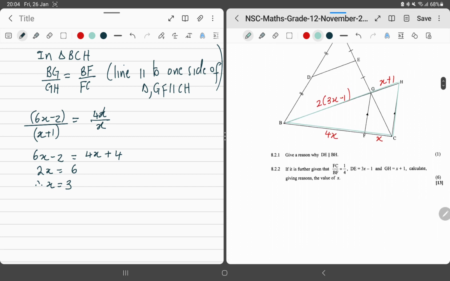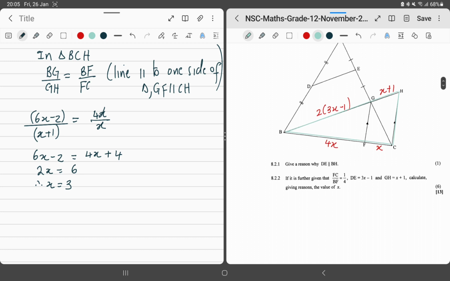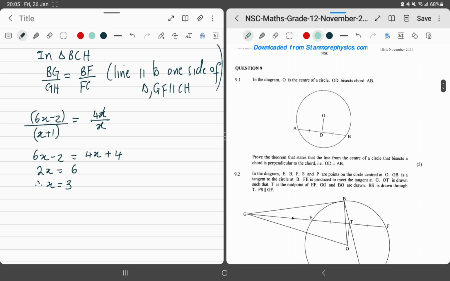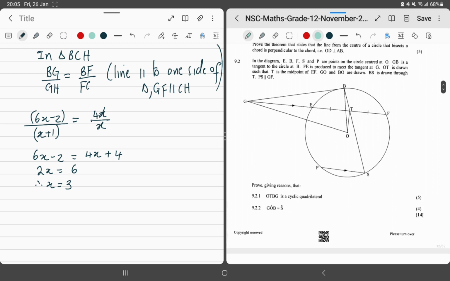You can even check if the value of x is correct, because you know that GH, which is x plus 1, so that's going to be 3 plus 1 over 6 times 3 minus 2. So that ratio should give you 1 over 4, and it does. So it means that the value of x is correct. 9.1, that's a proof. And then 9.2.